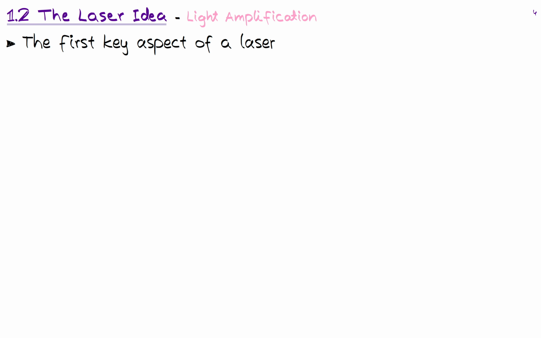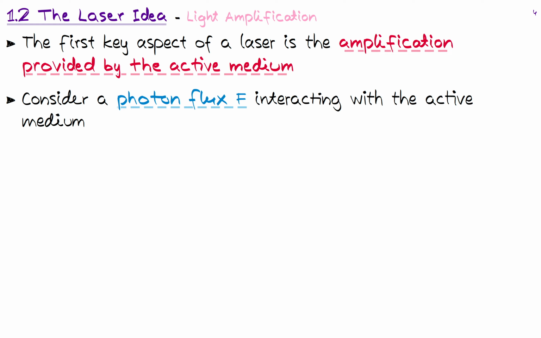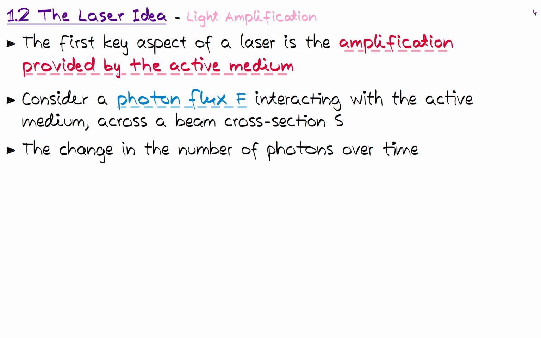So first, let's look at light amplification. That's the first key aspect of making a laser. The main point here is that we want to realize amplification taking place due to having an active medium inside our resonator. Active here just means that it's the gain medium that we are dealing with. Let's start by considering a photon flux denoted with letter F that's interacting with the active medium, and the beam has a cross-section denoted with S. That's the laser beam hitting our gain medium.